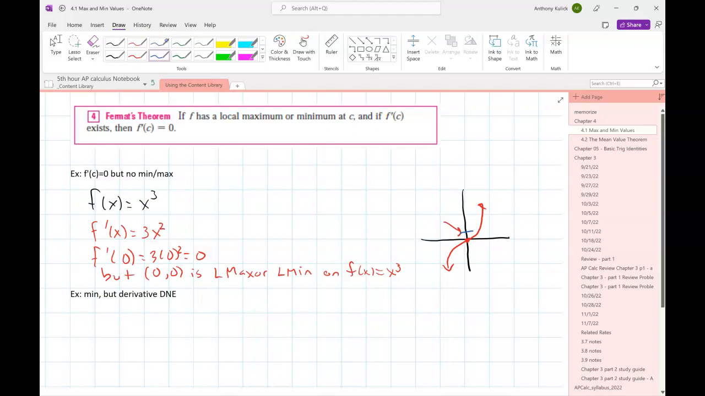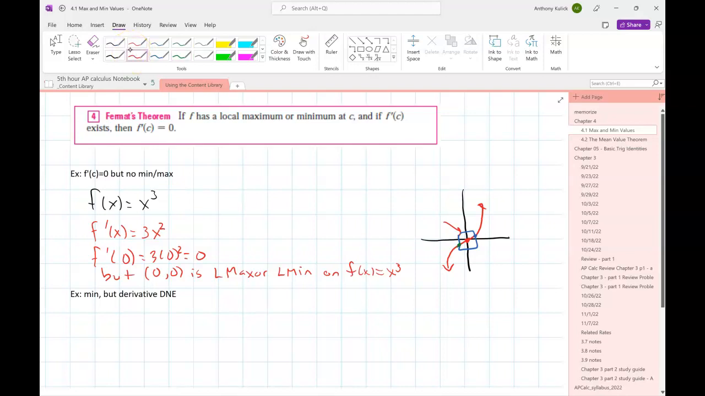If I look at the neighborhood surrounding that, no matter how tightly you get that box, the value on the far right is still going to be bigger than 0, 0. So it can't be a local maximum. And the value on the left of the box will still be smaller than 0, 0. So it can't be a local minimum.